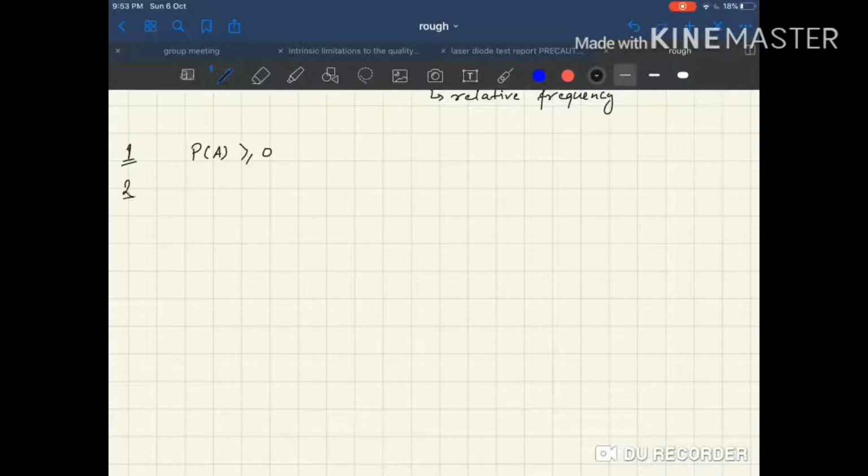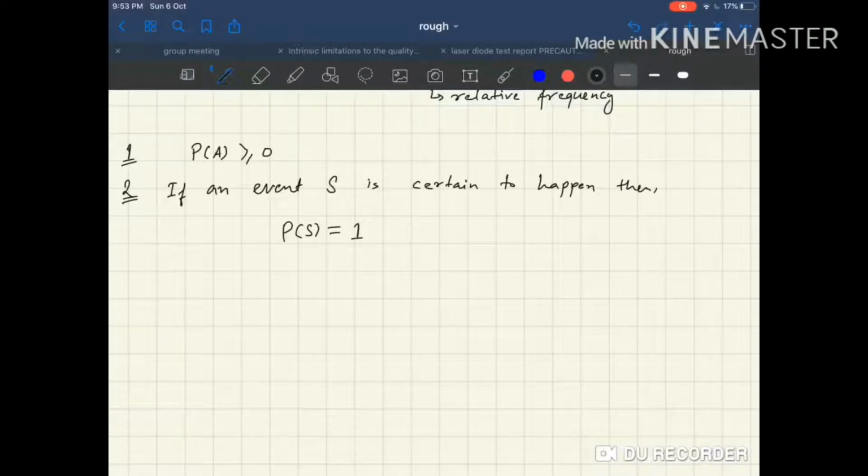The second one is: if S is an event that is certain to happen, then the probability of that event must be 1. So if an event S is certain to happen, then the probability of the event S to occur is equal to 1. So the basic structure of probability must satisfy these axioms.